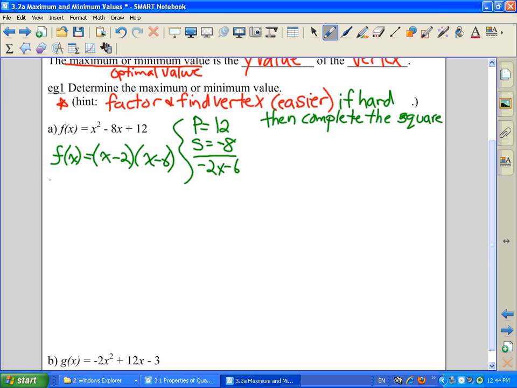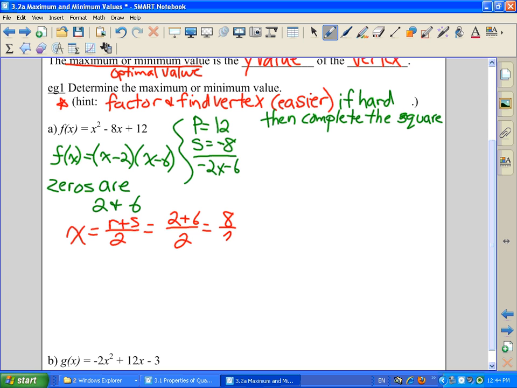So what does that mean? Our zeros are the opposite of what's in the bracket, so our zeros are 2 and 6. Once you know your factors, sub into the axis of symmetry. So x equals (r plus s) divided by 2, which equals (2 plus 6) divided by 2, which equals 8 divided by 2. So x equals 4.